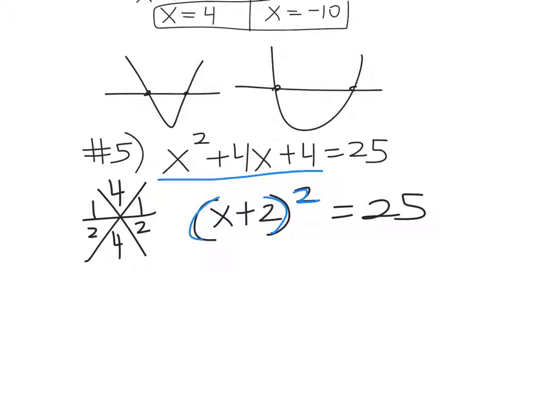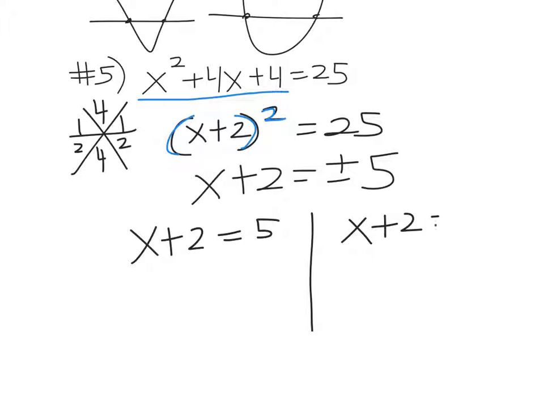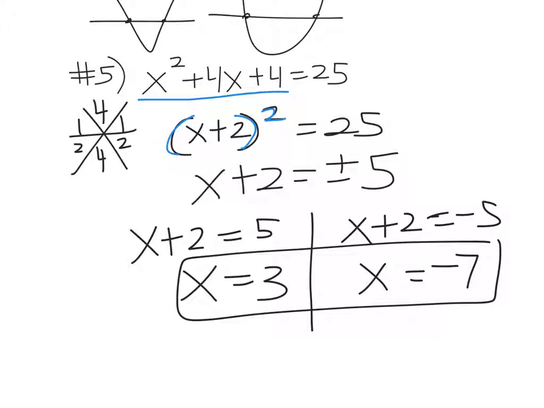All right, now from here, we just go back to what I just taught you. Go ahead and take the plus and minus square root of both sides. So x plus 2 equals plus or minus, what's the square root of 25? It's 5. And then we get two answers here. X plus 2 is 5, or x plus 2 is negative 5. All right, subtract 2, subtract 2. And those are your two answers. If you're not getting two answers for these, you're probably doing something wrong. You're probably not taking the plus and minus square root.